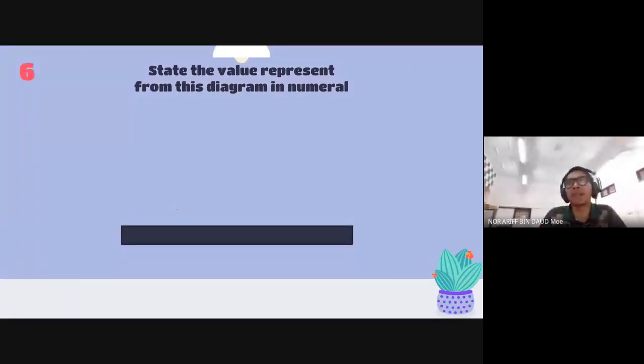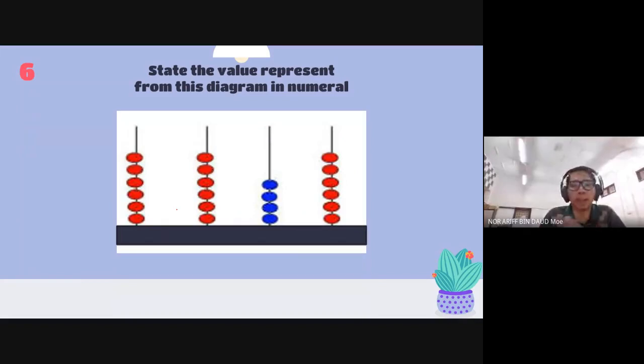Okay, before this you learn about number block. How about this one? You still remember this one? Okay, if you remember, for the rightmost side is the 1 here. This is 1 and this is 10. This is 100 and for the leftmost is the 1,000. Same like an abacus. Am I right?